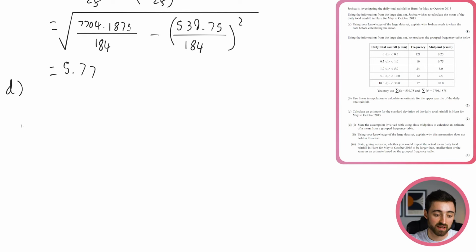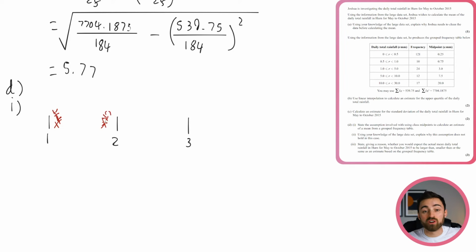Part D says, state the assumption involved with using class midpoints to calculate an estimate of the mean. Basically, you've got these classes, haven't you? Now, you don't actually know where people lie within the classes. Imagine this is 1 to 2 millimeters, 2 to 3 millimeters, 3 to 4 millimeters. It could be that the ones in this class were all over here, or they were all over here. We don't know. All we know is that there's this many between 1 and 2.